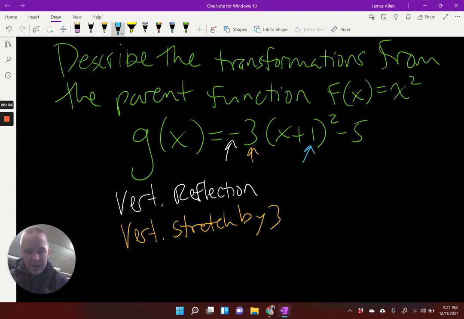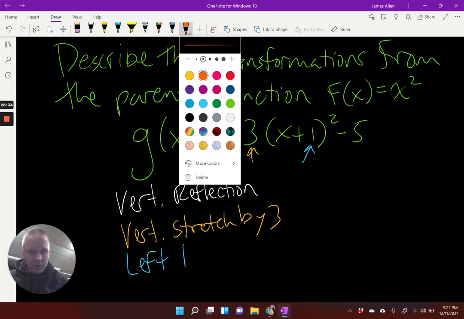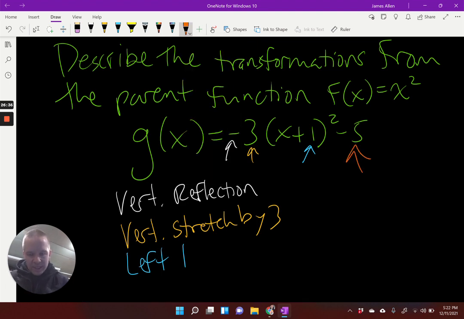Let's see here. Keep moving. There we got. We're going left 1, and I've run out of colors, so we'll go with, how about orange? That's going to be down 5. Cool. I like it. All right. Wonderful. Cool.